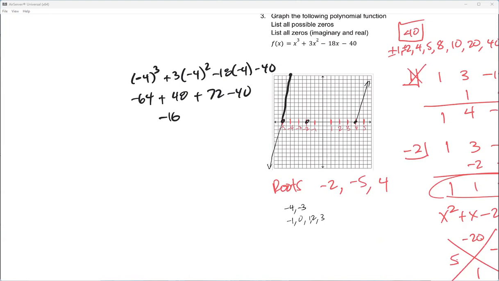And then -3, if you plug in -3, it'll be -14. Right? You go down to 0. 0 will be -40. Right? And then 2 will be -56. And you come back up here. Right? As you can see, my next class is starting, so I'll record the next part later on.